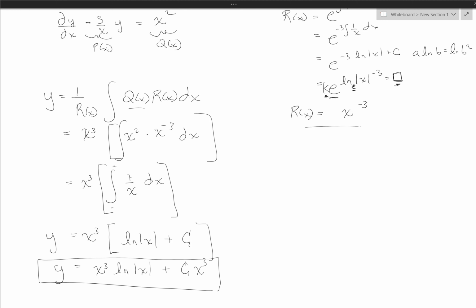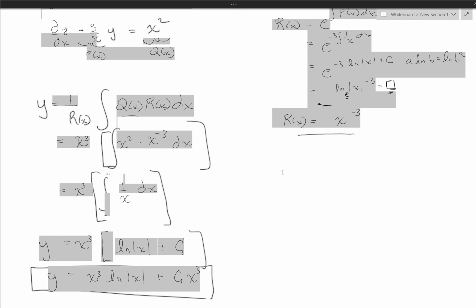Okay. Let's now take a look at another example. So I'm going to click on delete everything from here, Control A, and then delete that. Okay, let's take a look at another example. We'll call this example B.